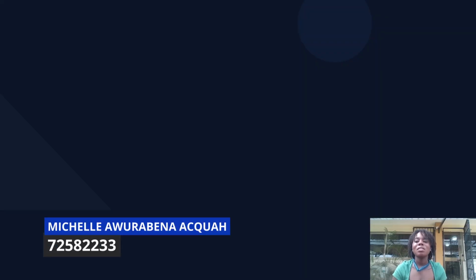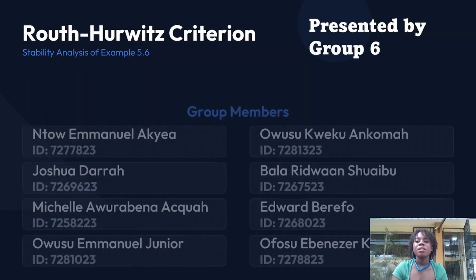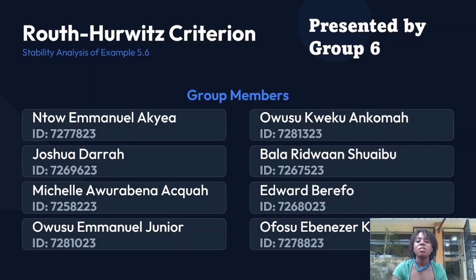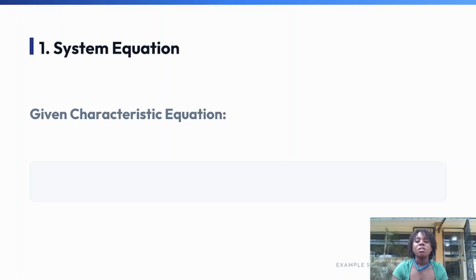Today, we'll be conducting a comprehensive stability analysis using the Routh-Hurwitz Criterion. The Routh-Hurwitz Criterion is a method used to determine if a system is stable without having to solve for the actual roots of the characteristic equation. In following this, you can easily detect any instabilities. In the next few minutes, we'll be taking you through the calculations and the final interpretation of our results.